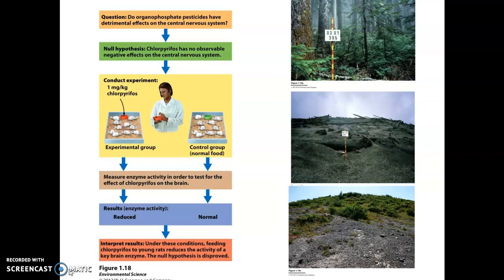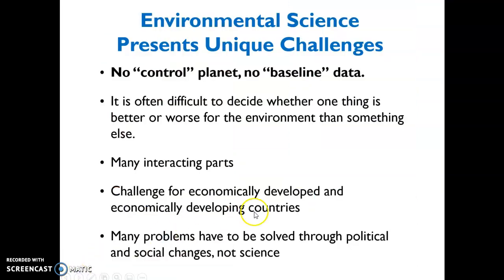So in environmental science, we can sometimes do controlled experiments such as this, but other times we have to rely on natural experiments because we aren't able to recreate a particular situation from the natural world into an experimental laboratory. And in the natural world, the number of factors that affect the results are going to be numerous. So let's take a look. So the unique challenges that are presented in environmental science.